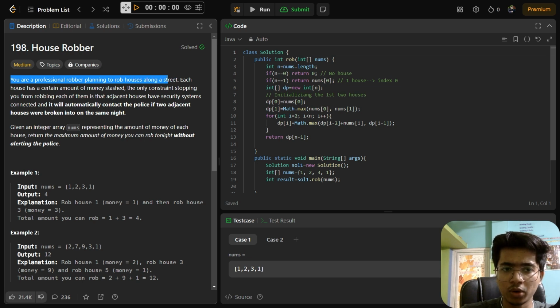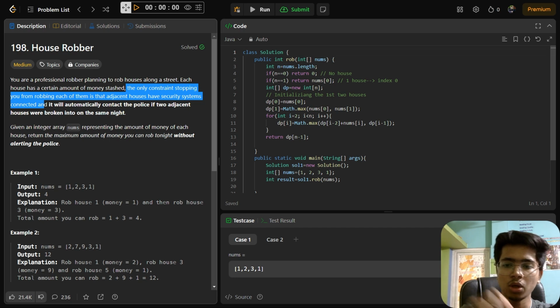Each house has a certain amount of money stashed. The only constraint, and remember, the constraints are always important, stopping you from robbing a house is that adjacent houses have a security system. So what does adjacent mean? Adjacent means every two houses. If there are two houses, one will have a security system. That means it is having some security. So that is the constraint.